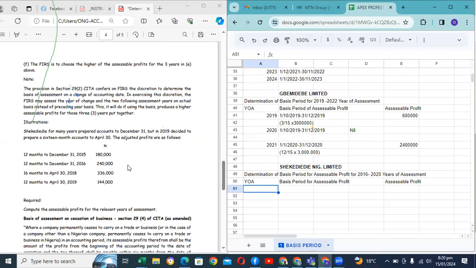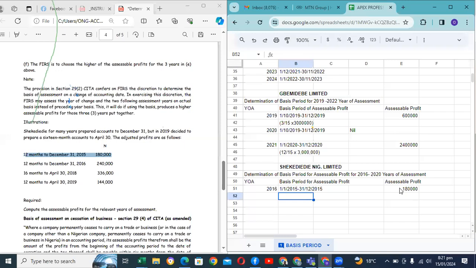So let's start. We've agreed that the first is 2016, right? Nothing happened in 2016. So since nothing happened in 2016, I will do 1/1/2015 to 31/12/2015. I have the full profit here, so I don't have any problem. So let me do 180,000.